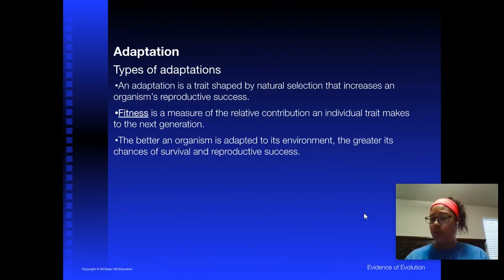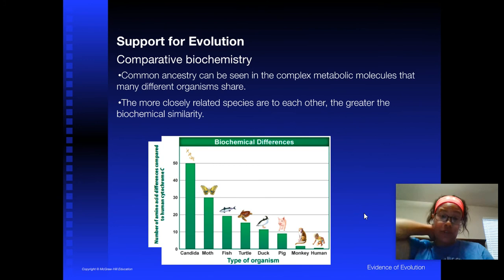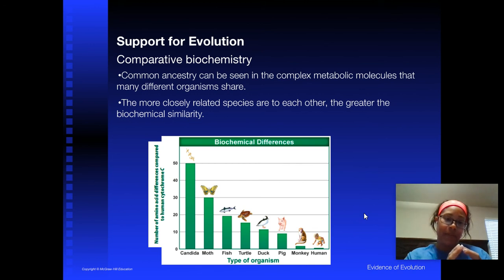Which brings us to comparative biochemistry. Comparative biochemistry is going to actually look at the different amino acids, mainly cytochrome C. So if I'm looking at cytochrome C in humans, and then we're looking at the differences as we move away from humans in ancestry, humans and monkeys share like 90% of their DNA, but with this, it's pretty similar.